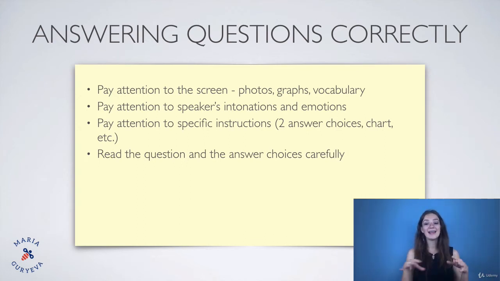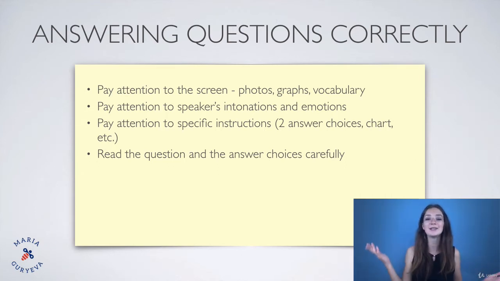Read the question and the answer choices carefully. We talked about it, especially with the chart. Always read what you're asked. With the negatives, if you have a "not" or "except" in the question, pay attention to it. Do not forget about it. It sounds obvious, right? Read the question and answer choices carefully. But so many people make this mistake.